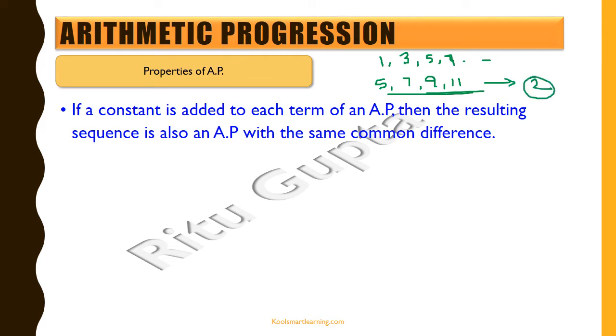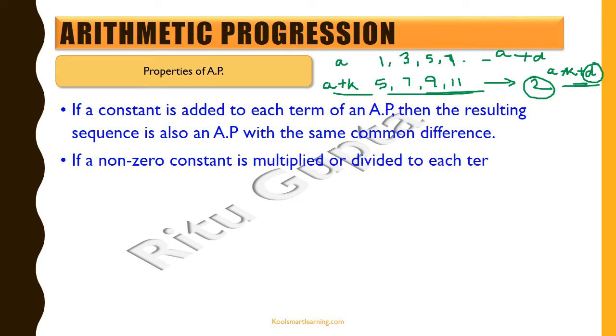And the reason is simple, because the first term was a, and here we have made the first term a plus k. The second term was a plus d, and the second term here has become a plus k plus d. So if we subtract the first term from the second term, the common difference remains the same, which is d.